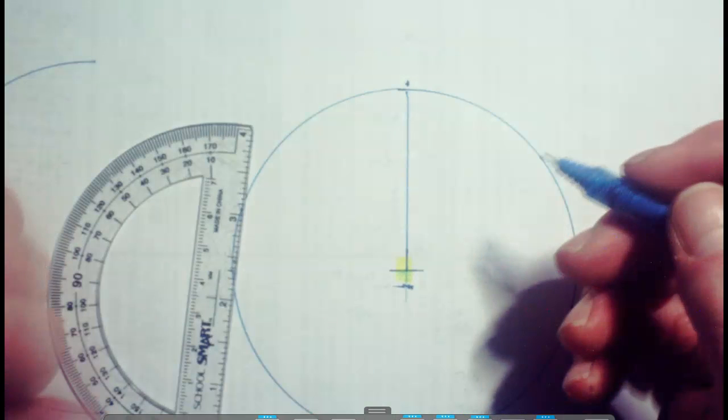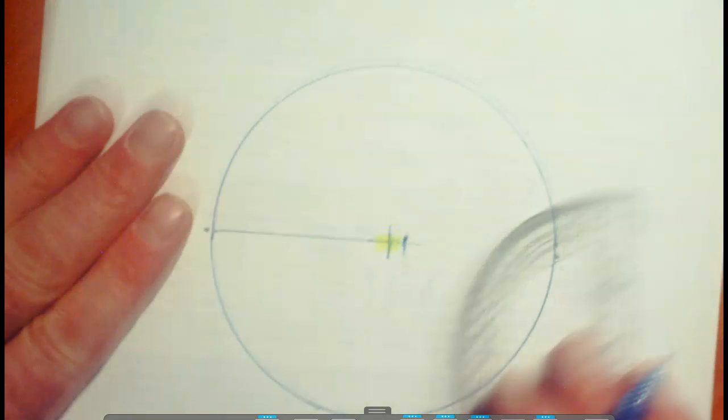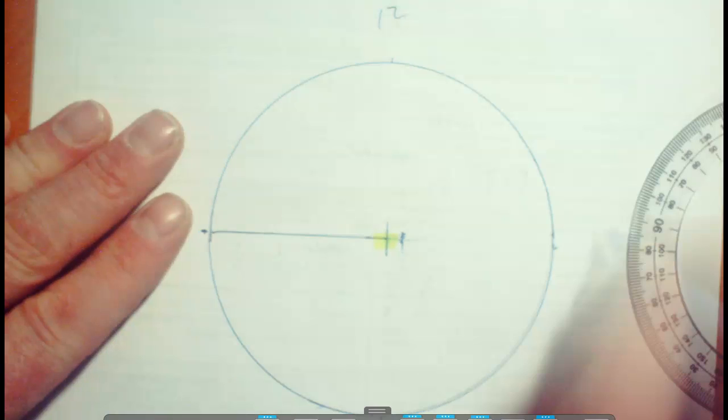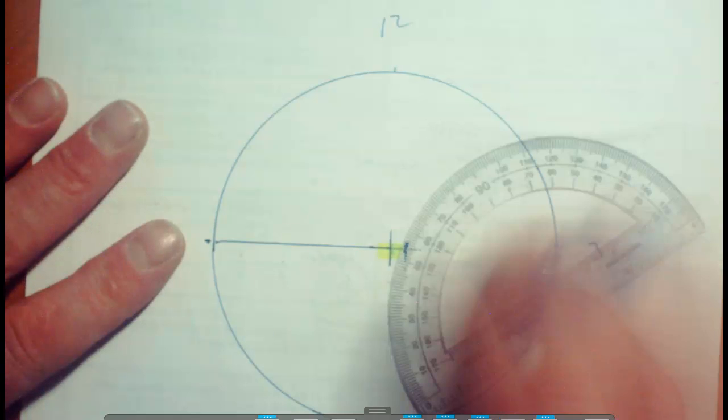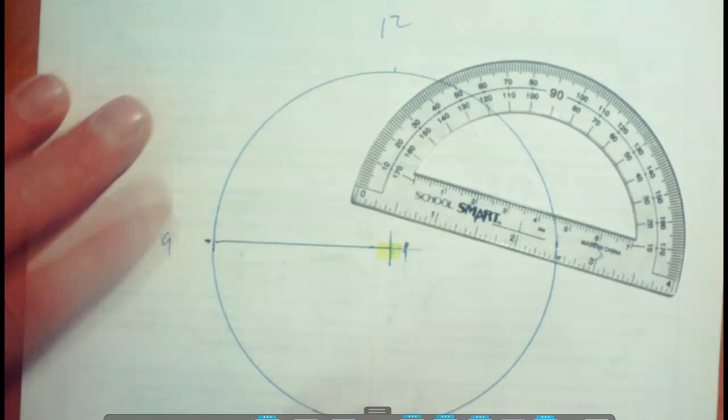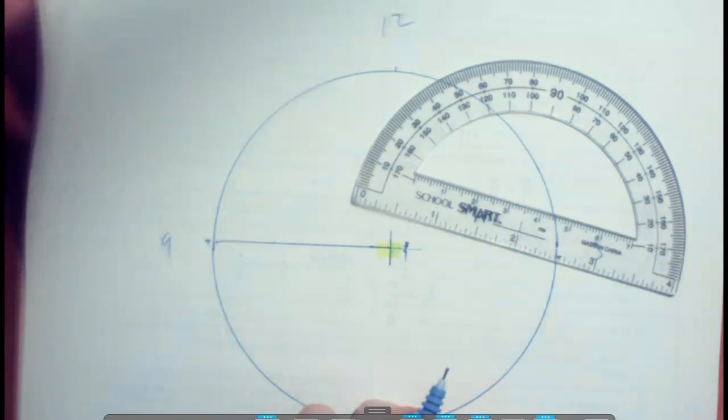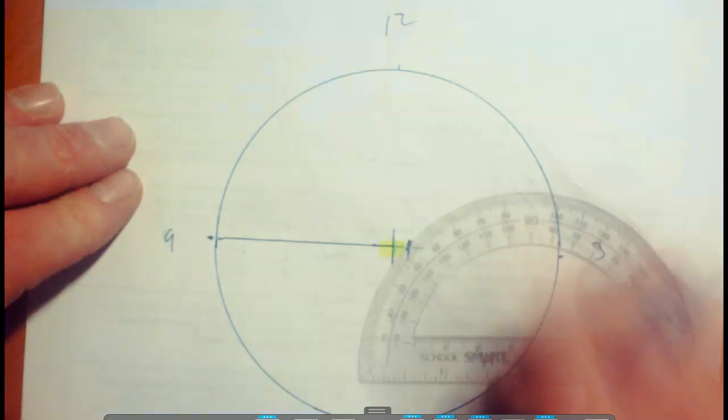Now what I always tell kids to do is to keep that at your 9 o'clock. If you think about this as a clock, 12, 6, 3, and 9, I always like to keep my bottom line at my 9 o'clock. So I have to go up 129.6 degrees. We can't get that accurate. Basically, we're going to be looking for 130.